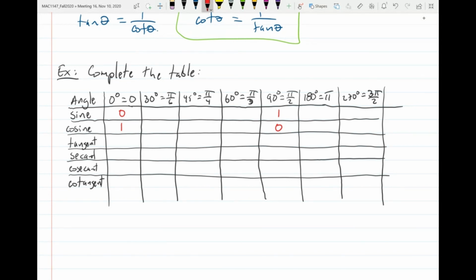180 is negative 1, 0. So the sine is 0, cosine is negative 1. 270 corresponds to 0, negative 1. So the cosine is 0, the sine is negative 1. Everybody okay with the quadrantal angles? I mean, this is what we did already last time. Okay so far?